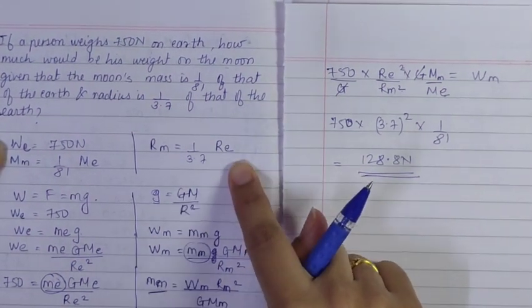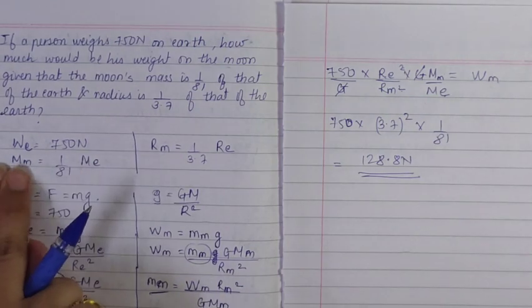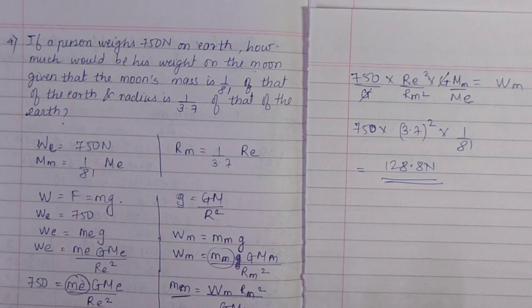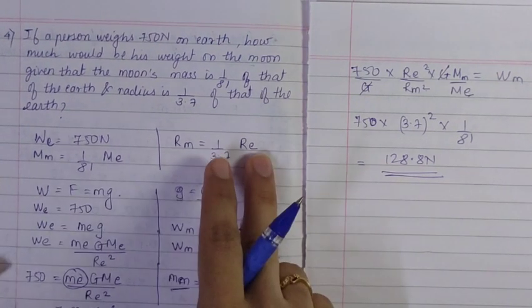You will write down the given part. Never make a mistake here also. Never put Me is equal to 1 by 81 Mm. This will make your entire sum wrong. Okay, so first write this given part.